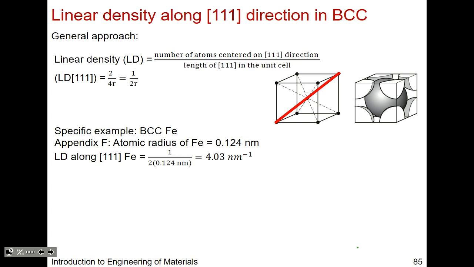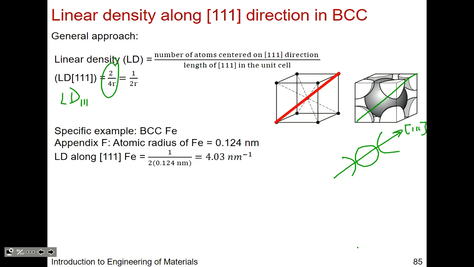So how do we get to 2 over 4r as the linear density of 1, 1, 1? What you'll see is a notation like that. You'll also see linear density 1, 1, 1. So if we count the number of atoms centered along this direction, as you recall, it looks like 4r, right? This is the 1, 1, 1 direction in BCC. It cuts through the center atom. And so when you draw it, it looks like this. Okay? It looks like that.